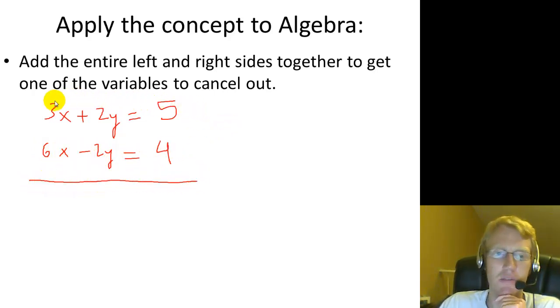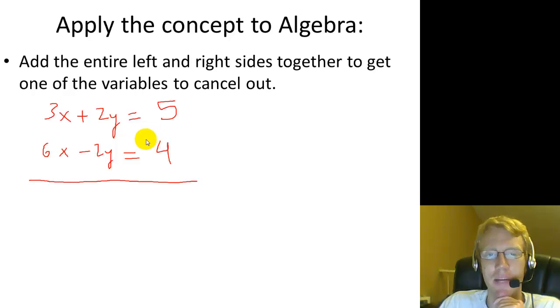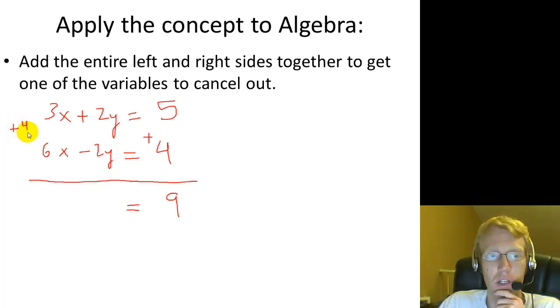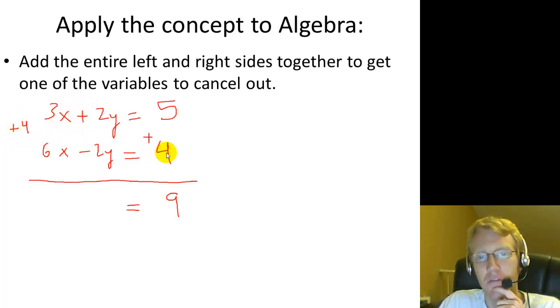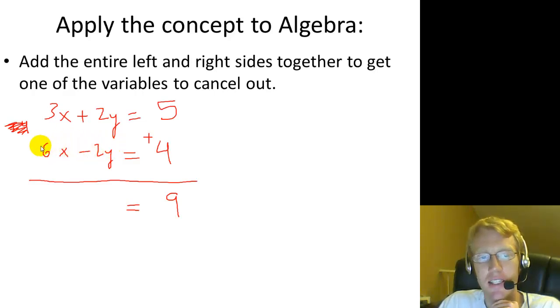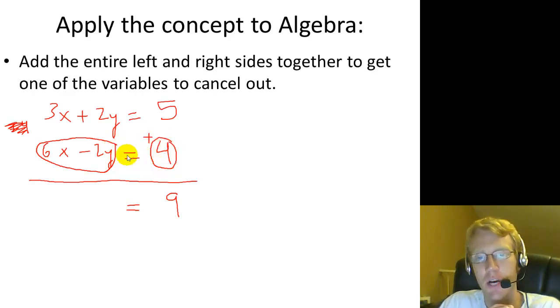I'm going to take this first equation, and I'm going to add 4 to the right-hand side. Then I get 9. If I added 4 on the right-hand side, I also need to add on the left-hand side. But instead of adding 4 on this side, 4 is exactly equal to 6x minus 2y, so I'm going to add 6x minus 2y on this side. So this is how much I'm adding on the left, and this is how much I'm adding on the right.